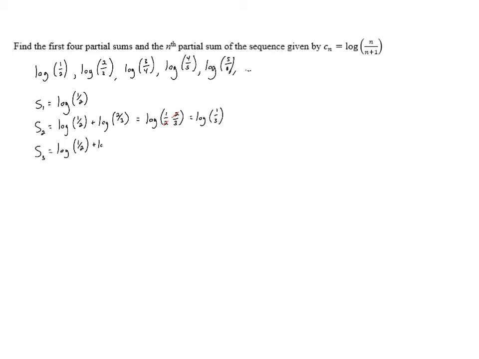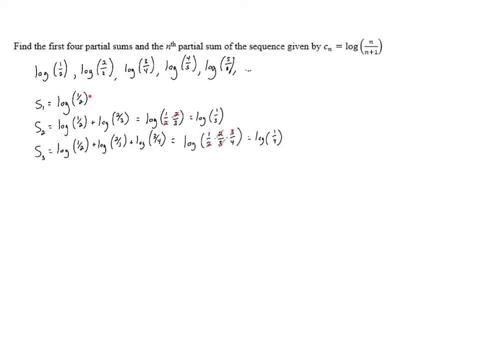So log of 1/2 plus log of 2/3 plus log of 3/4. We can use the same law of logarithms to combine these all into one logarithm and write it as logarithm of 1/2 times 2/3 times 3/4. And again, we're going to have some cancellation here. The 2's and the 3's cancel, leaving us with log of 1/4. Hopefully you're seeing the pattern here.